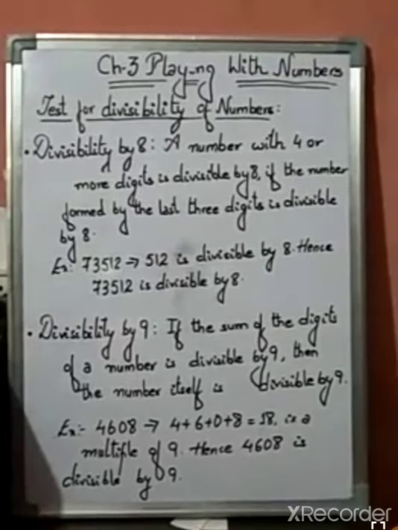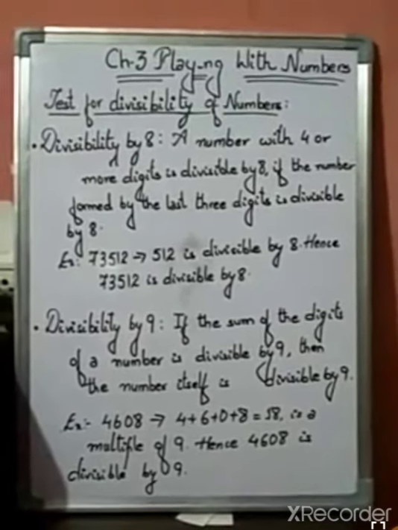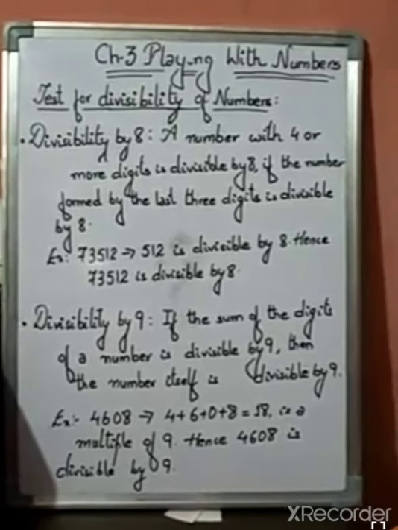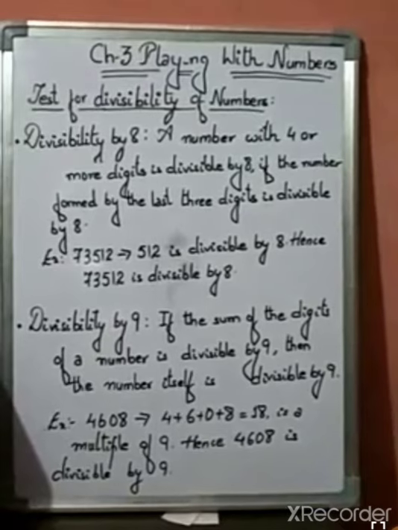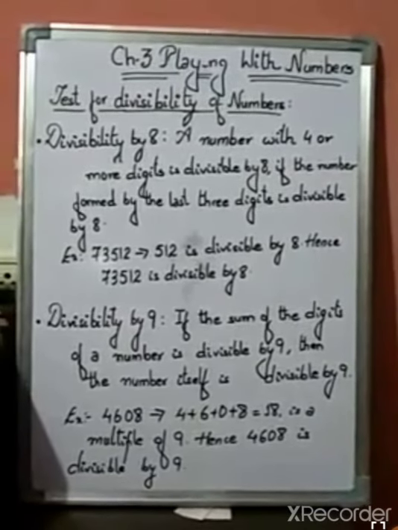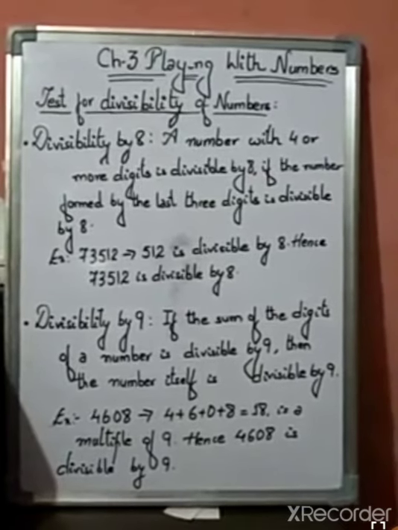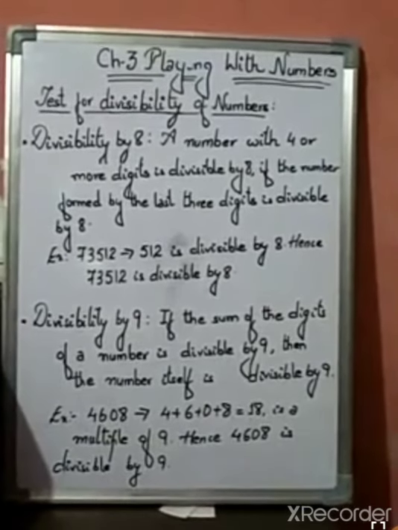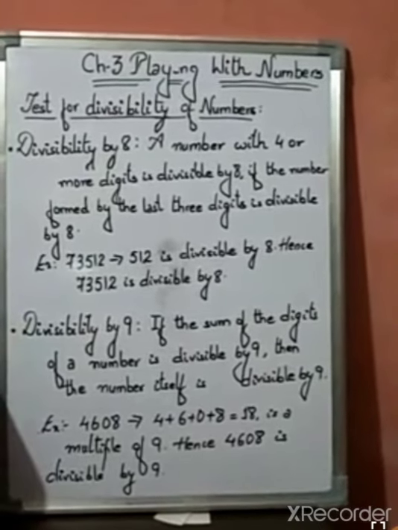Like in this case it's 73,512. The last 3 digits, 512. We have to just check whether the last 3 digit number is divisible by 8 or not. In this case 512 is divisible by 8, hence the whole number, that is 73,512, is divisible by 8.